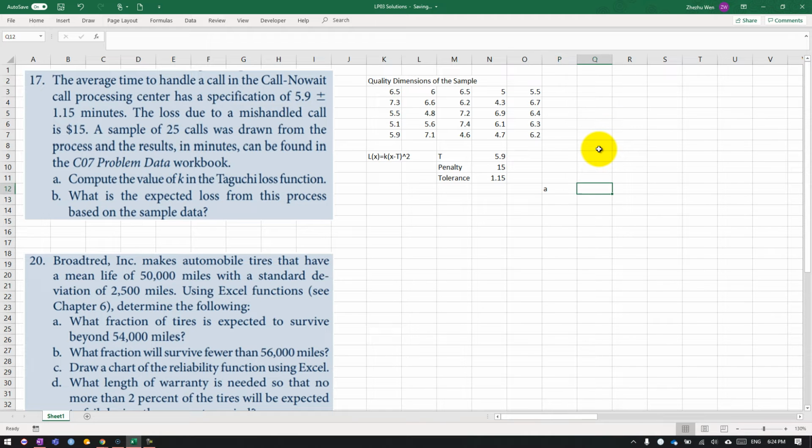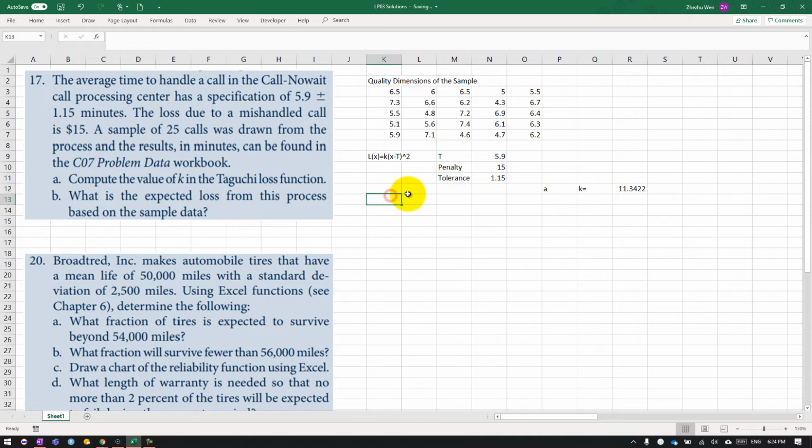Okay, the value of k in here. So k is equal to, I think k is equal to the penalty at the spec limit. This is our k value.